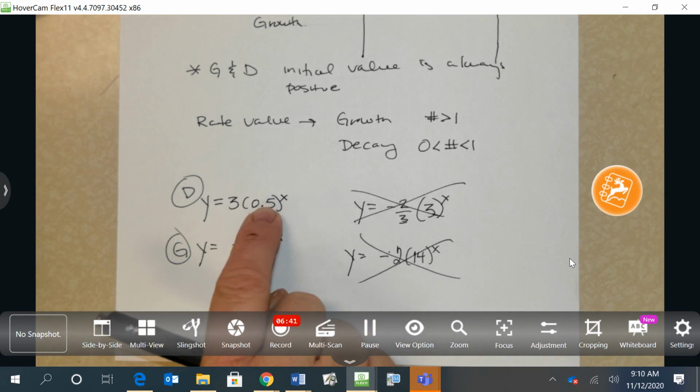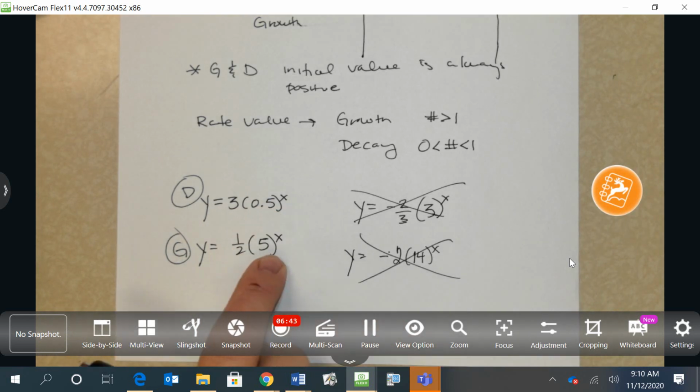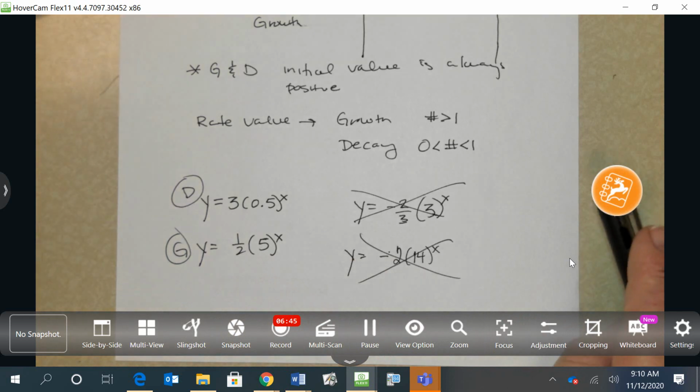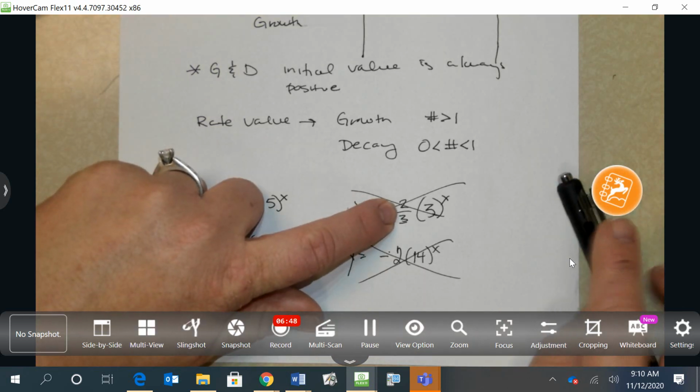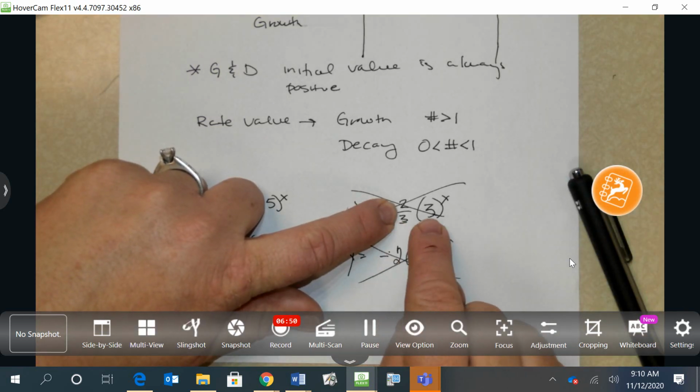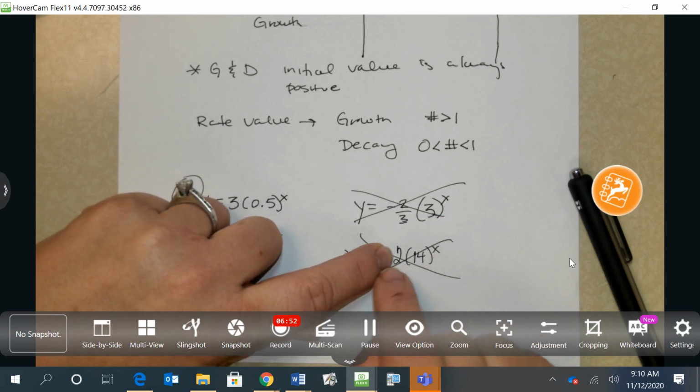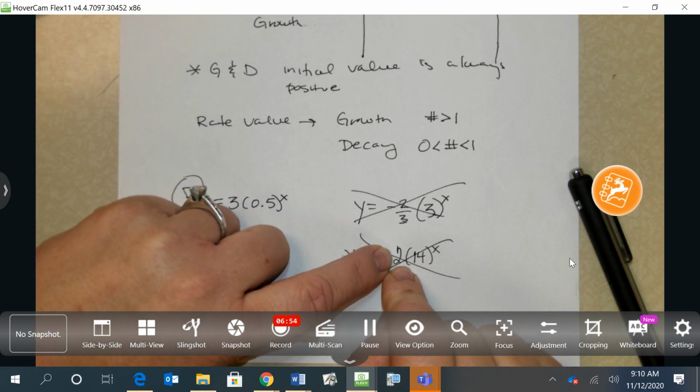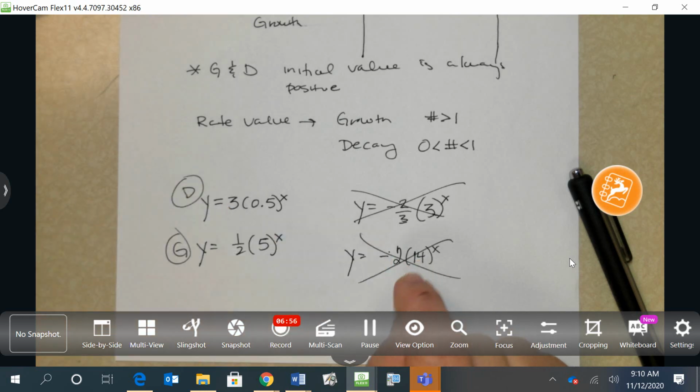So again, why is this decay? Because it's positive and between 0 and 1. Positive and greater than 1. Now, just for practice, what if I covered up this negative sign? Okay, so it's positive and greater than 1. This would be growth. Positive, if I covered it up, and let's say it didn't exist, positive, greater than 1, this would be growth as well. That's the first learning task today.